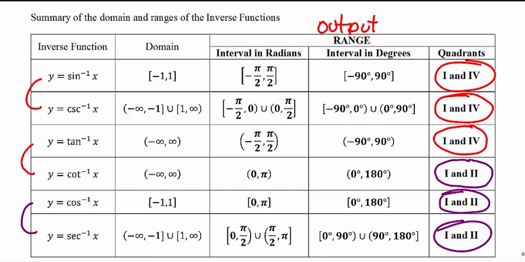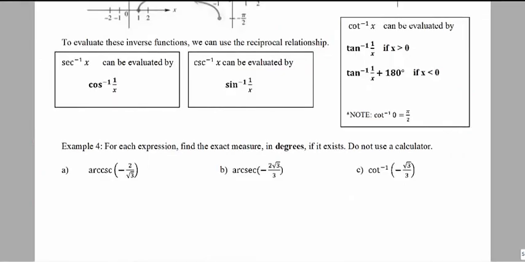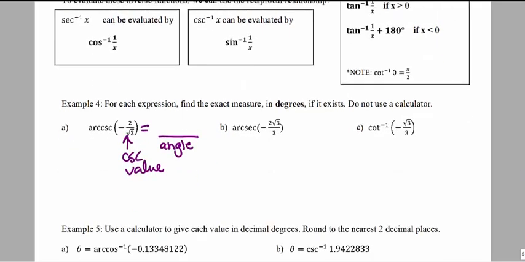So let's look at a couple of examples of that. For example 4, we are looking for the exact measure in degrees of the indicated angle. So we are looking for arc cosecant of the cosecant value, -2 divided by the square root of 3, and so we're looking for the angle that has that cosecant value. To determine that, we can use the reciprocal function to help us think through that.